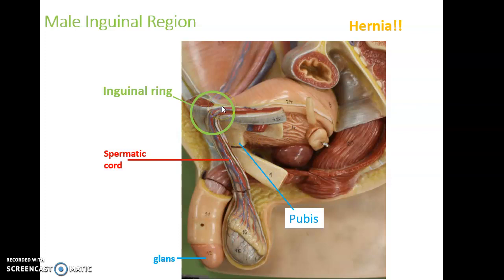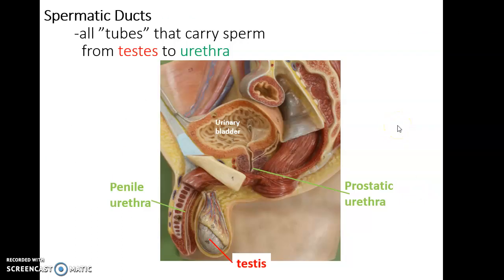And for some men, sometime in their life, some of the small intestine may squish out the inguinal ring, leading to an inguinal hernia. And if you ever notice a weird bump in that area, you should go see the doctor. Not an emergency. Don't need to go to the emergency room. Just go to see the doctor relatively soon to get that hernia corrected through surgery.